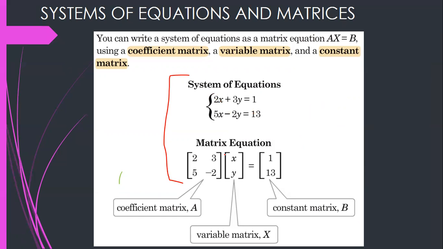To turn a system into a matrix equation, you make a 2 by 2 of the coefficients. Remember, coefficients are the numbers with the variables. Notice how they made a coefficient matrix. Your 2 by 1 matrix is what variables do you have? So we have X and Y. And the last 2 by 1 are your constants, so 1 and 13. This is how a system becomes a matrix equation. Coefficients make one matrix, variables make another matrix, and your constants make your last matrix. I'll give you a moment to write this down.